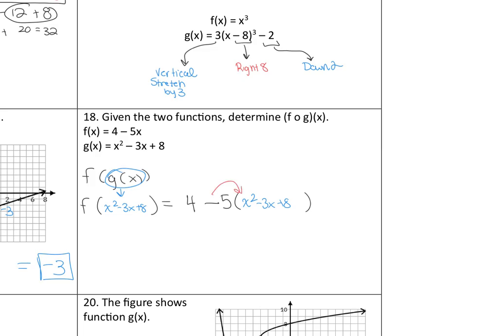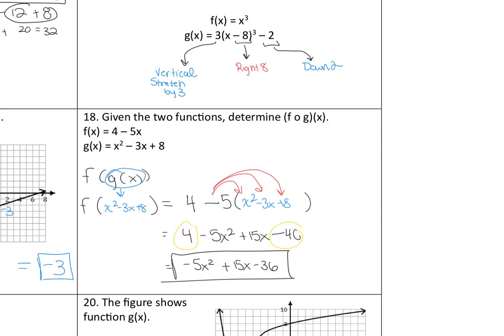I need to distribute the negative 5 into everything in my parentheses. So I'm going to have 4, negative 5 times x squared, negative 5x squared. Negative 5 times negative 3 is a plus 15x. Negative 5 times a positive 8 is a negative 40. And then I can combine my 4 and my negative 40 as like terms. So I have negative 5x squared plus 15x. Negative 40 plus 4 should get me a negative 36. There is my answer.